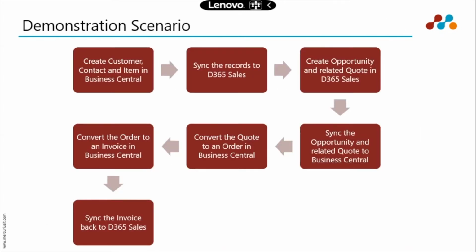Now there can be various scenarios of the integration. Either the accounts can be in the CRM system and we integrate with Dynamics 365 Business Central and we sync the accounts from CRM to Business Central, or it can be the other way around. So this integration is bidirectional. For today's demonstration, the scenario we will be demonstrating is: we will be creating a customer, a contact, and an item in Business Central. We will be syncing those records back to Dynamics 365 Sales. From those, we will be creating opportunities.